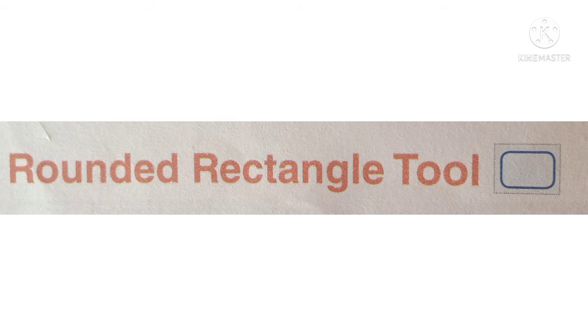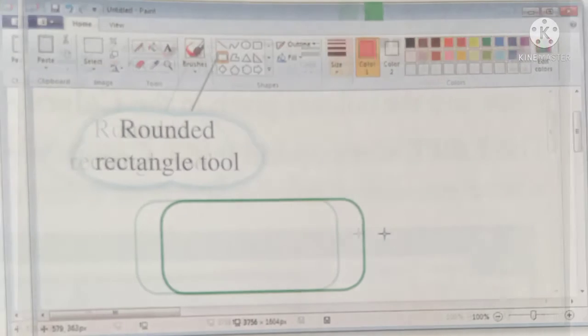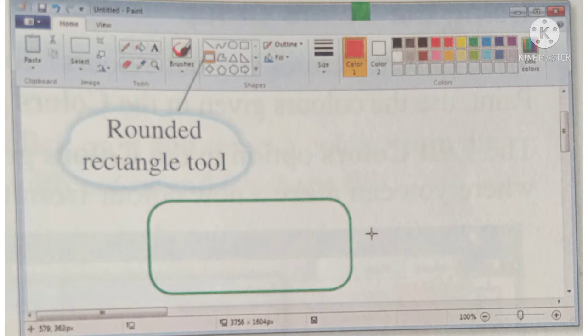Rounded rectangle tool. The rounded rectangle tool is used to draw rectangles with rounded corners. Follow these steps to draw a rectangle with rounded corners. Number 1. Click on the rounded rectangle tool in the shapes group of the Home tab. Number 2. Select the line color from the color palette.